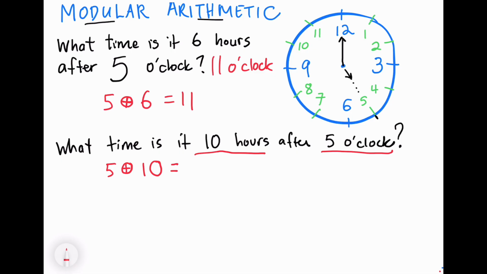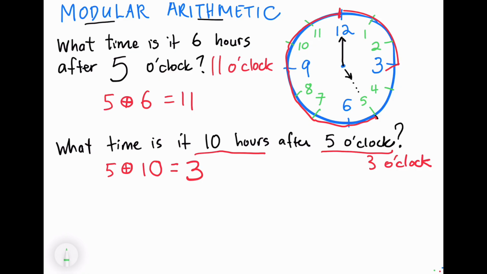So if I were to start at 5 o'clock and I were to go around and add 10 hours, I would get 1, 2, 3, 4, 5, 6, 7. But once I hit the 12, remember that's the highest number, and then we go 8, 9, 10 hours. So that puts me at 3. So it would be 3 o'clock.